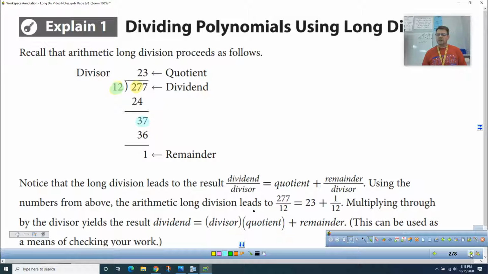Let's look at a couple more examples here. But before we do that, we almost forgot: would you say that 12 is a factor of 277? The answer would be no, because it has a remainder of 1. For it to be a factor, the remainder has to come out to be 0.